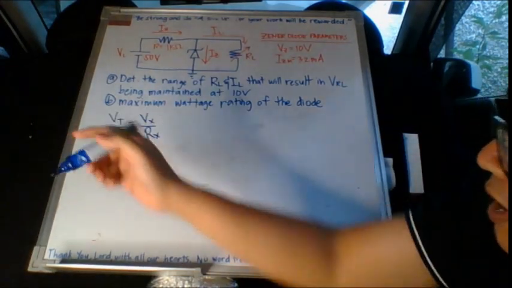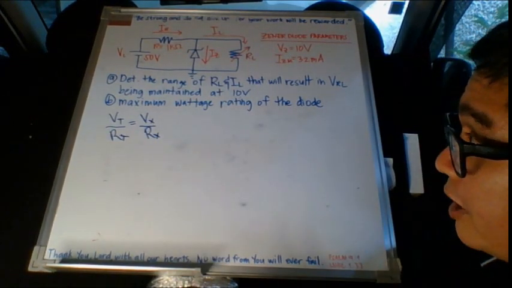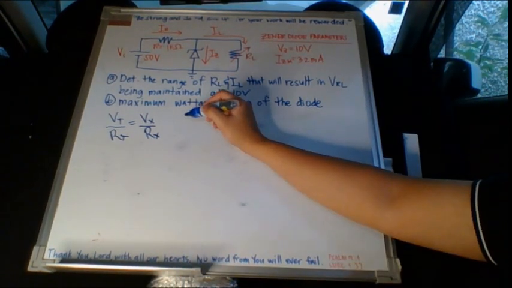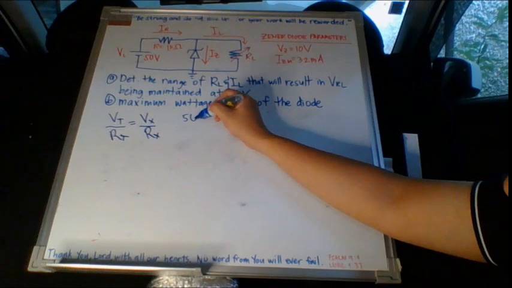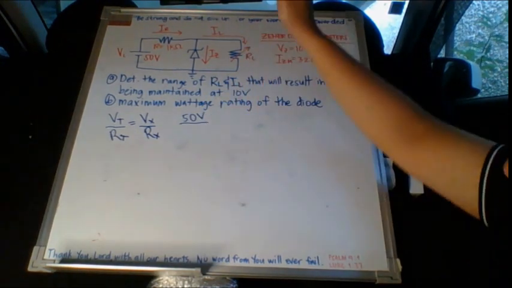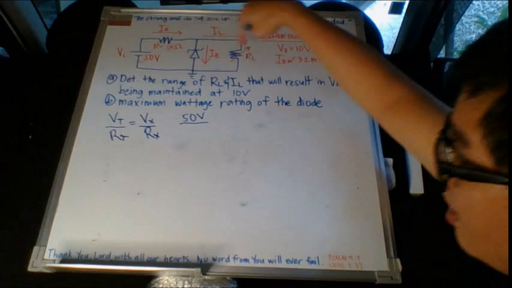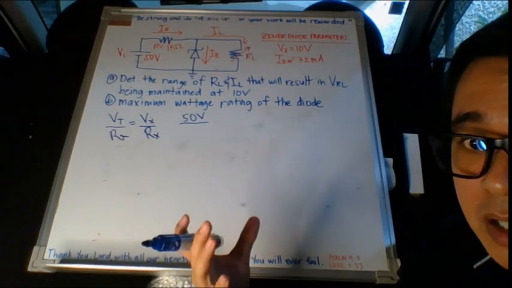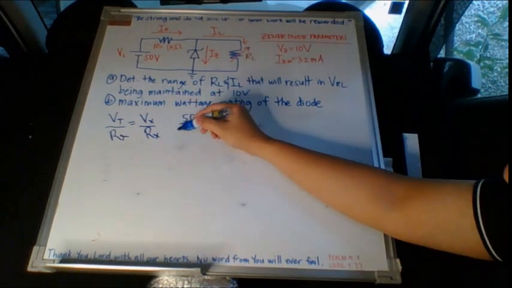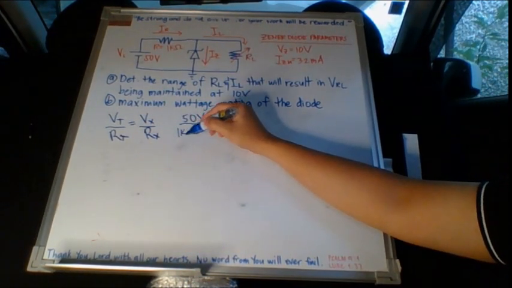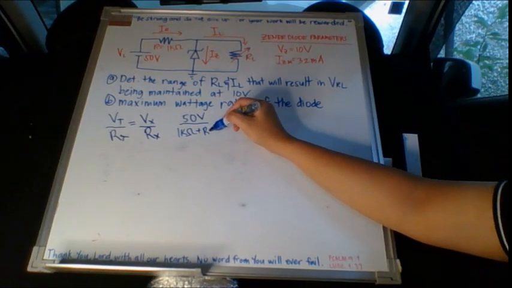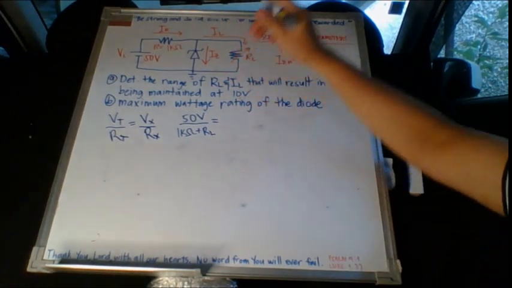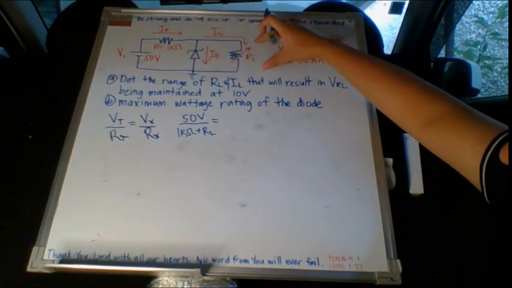Alright, so what is the total voltage? The total voltage is the input voltage which has a value of 50 volts. Directly substituting the values, we have 50 volts divided by total resistance is 1K plus RL. So we have one known and one unknown value. So pagsasamahin natin sila. So we have 1K plus RL. Alright? Equals, ang gusto nating malaman na voltahe ay yung voltahe dito sa load.